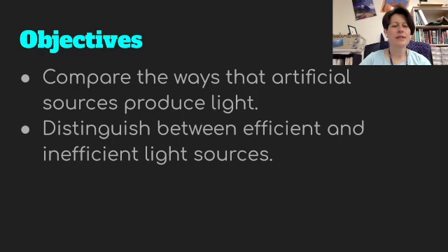So our objectives today were to compare the ways that artificial sources produce light and distinguish between efficient and inefficient light sources. Don't forget your 5 questions, and we are done with this chapter, so start preparing for your test.